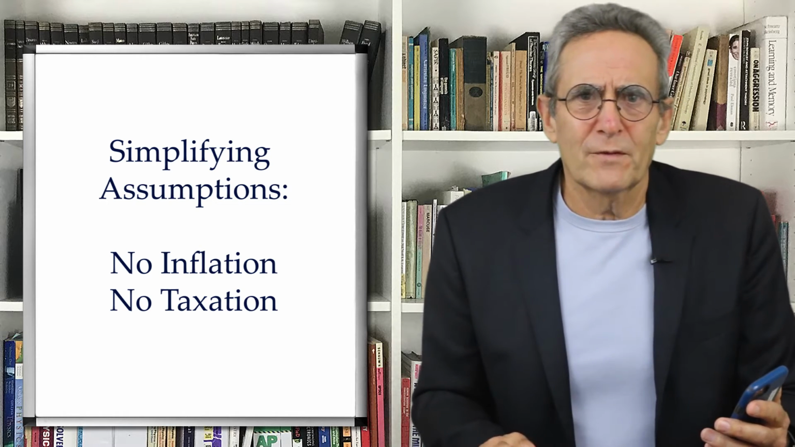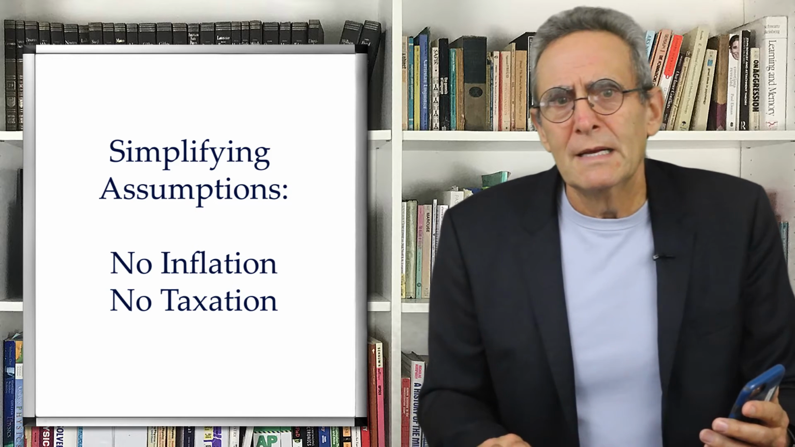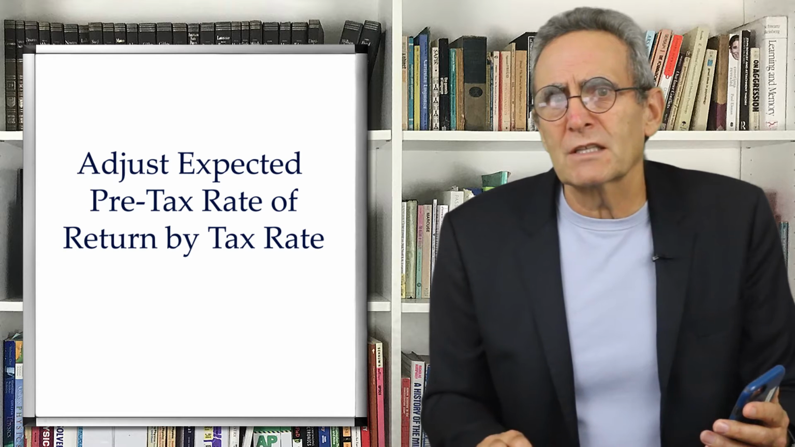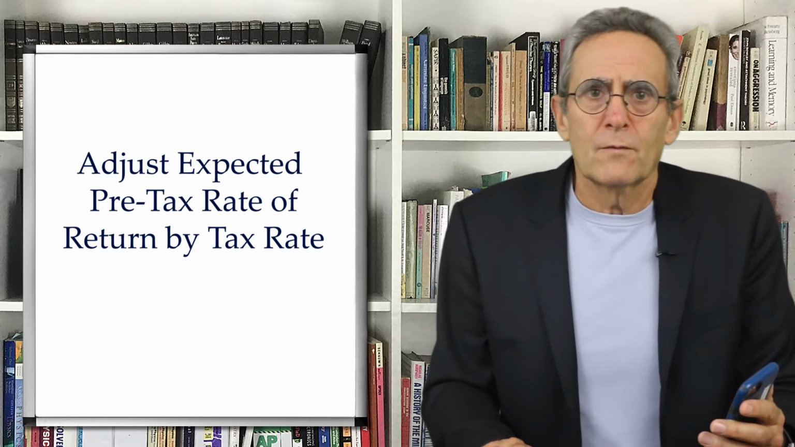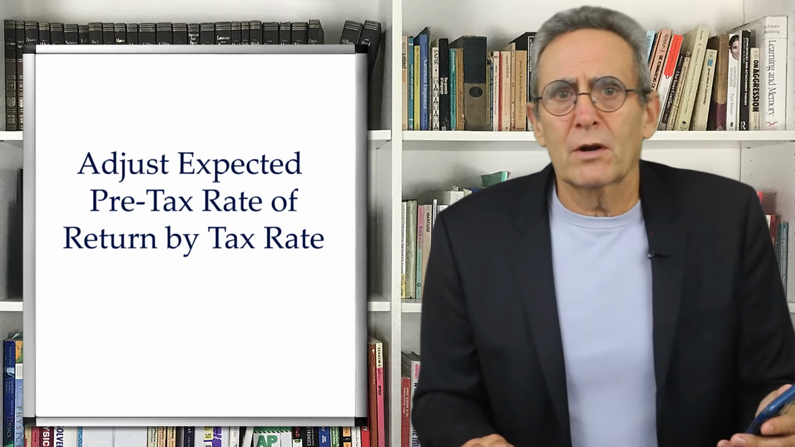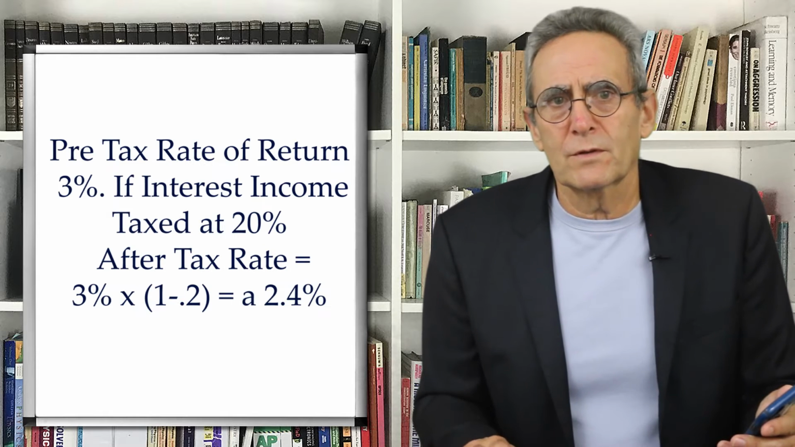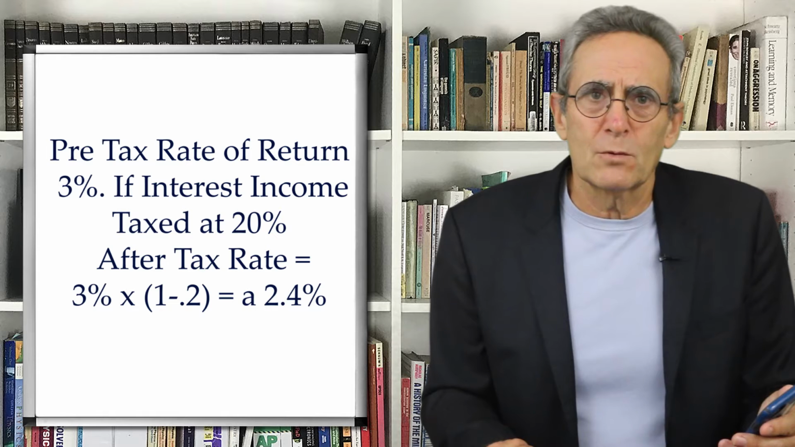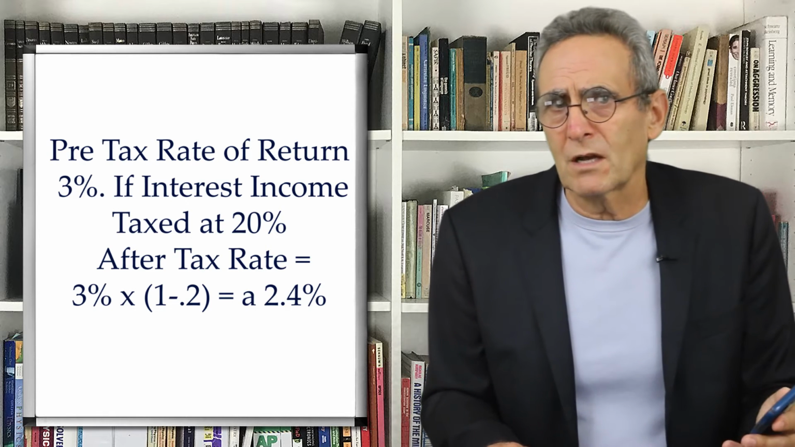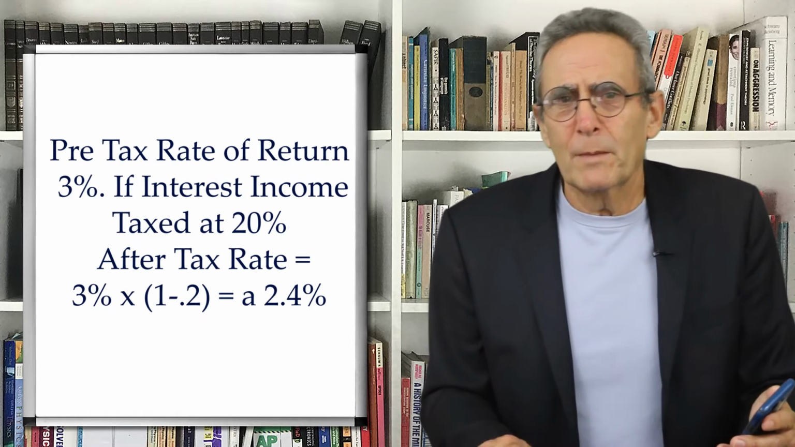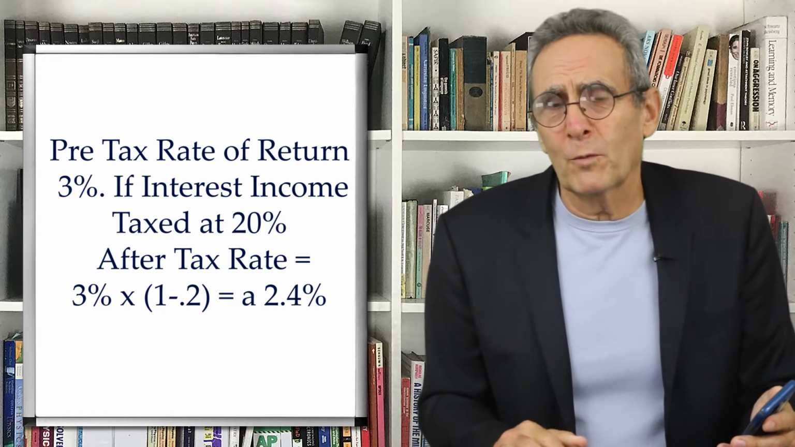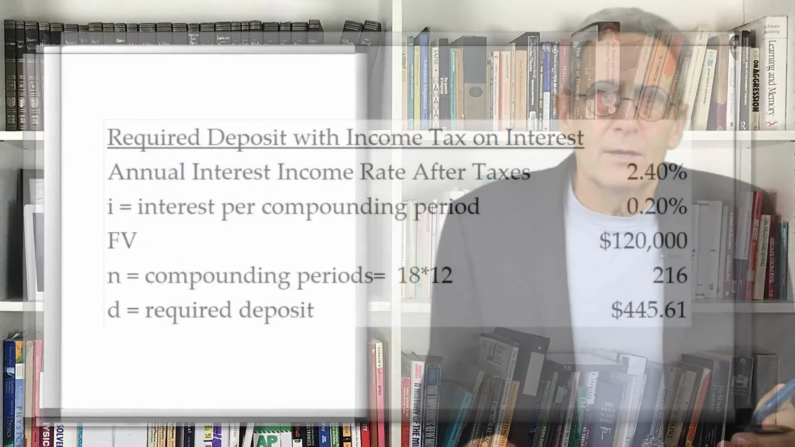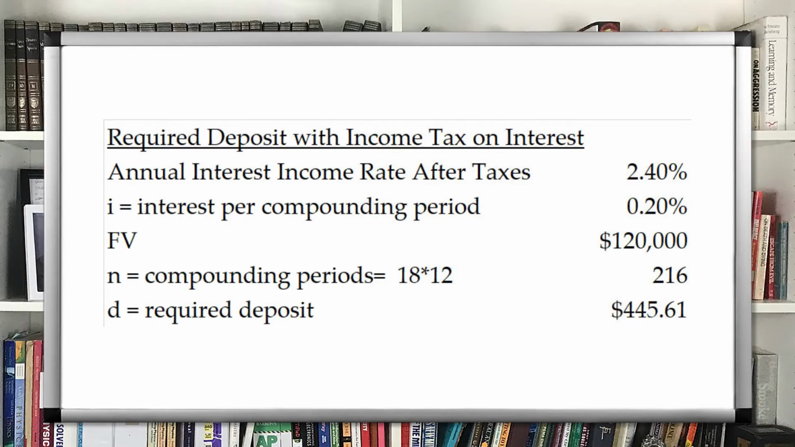Another way to account for the impact of taxes is to assume that the taxes will be paid for out of the tuition account and simply adjust the expected pre-tax rate of return by the tax rate. So in our example, we assumed that the annual rate of return was 3% before taxes. If the interest income is taxed at a rate of 20%, we can adjust our computation by reducing this rate by 20% and using a 2.4% annual rate, 3% times 80%. Here is our revised required deposit.